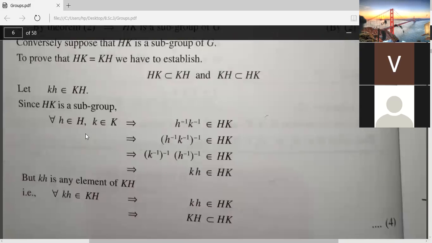Now here you see h belongs to H, k belongs to K. h inverse, k inverse also belongs to HK because HK is a subgroup. Now you take the inverse of that. You can write (h inverse, k inverse) inverse also belongs to HK, because HK is a subgroup, it is a group, so the inverse also exists. Now if you apply the reversal law in groups, you can write k inverse of inverse is the same, h inverse of inverse is also the same. You are writing kh belongs to HK. Kh belongs to HK.